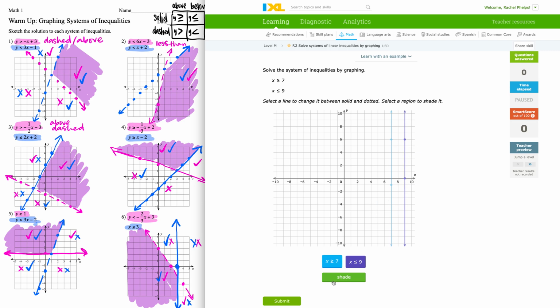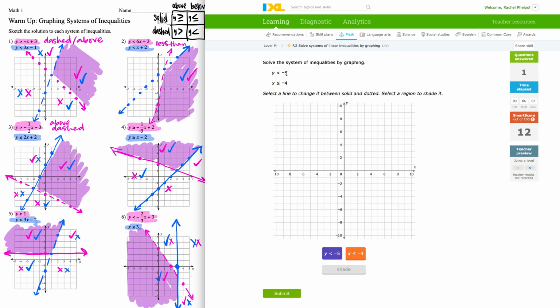If we're shading, if things are bigger than the blue line, we are here and here. X's are greater than. However, if things are going to be less than 9, they're going to be over here and here. Now, we can't shade everything, so really when it's a system, we have to figure out what works for both. So the only spot that works for both is this section, is bigger than blue and less than purple. You're going to submit.